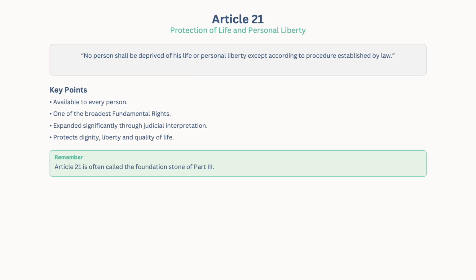Now Article 21 is very vast. Okay, protection of life and personal liberty. It's available to every person. It's one of the broadest fundamental rights. It expanded significantly through judicial interpretation, and it protects dignity, liberty, and quality of life. Article 21 is often called the foundation stone of Part 3.